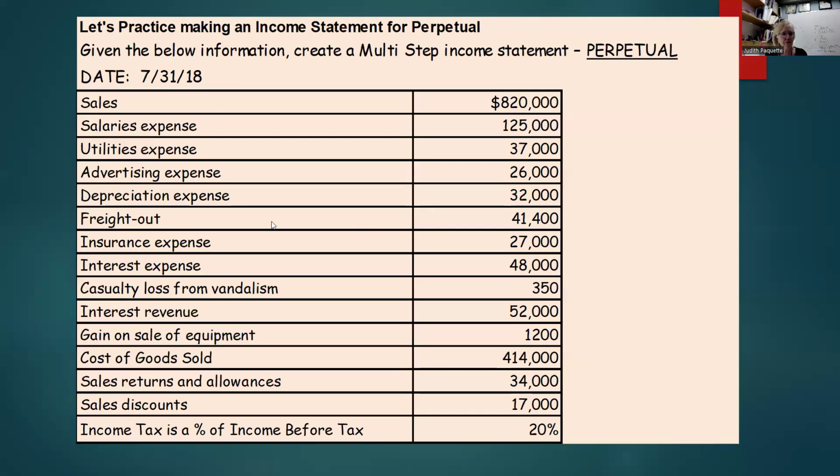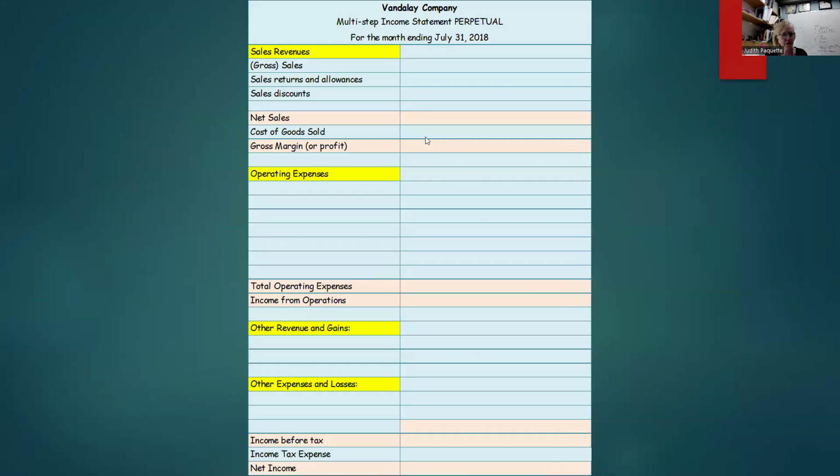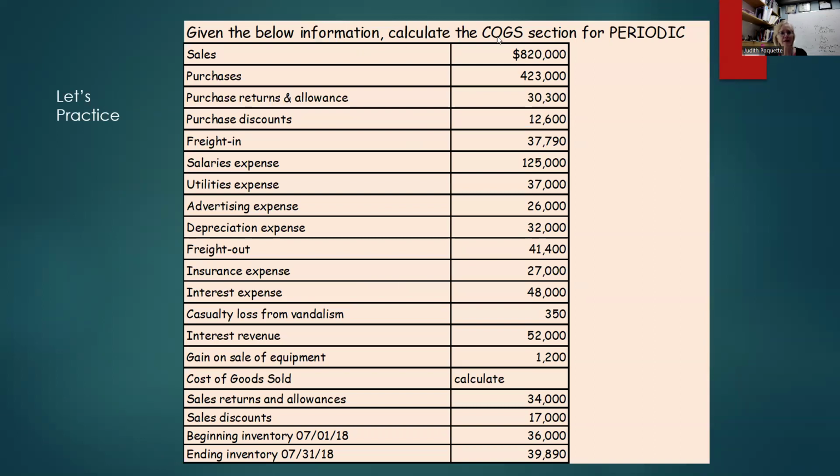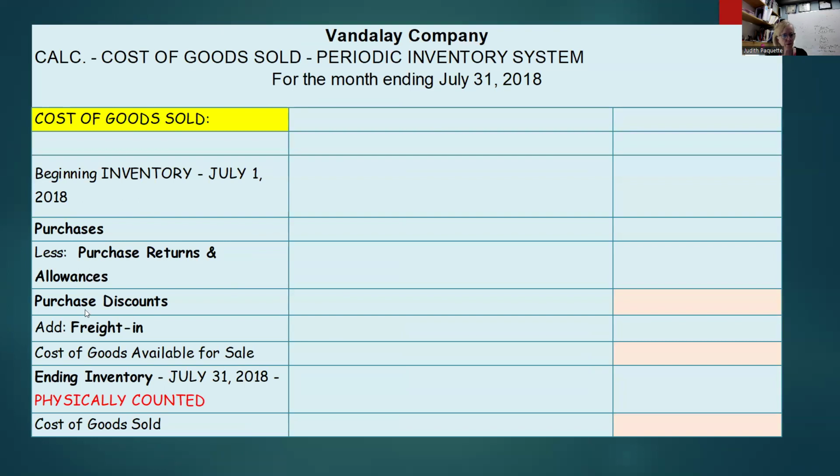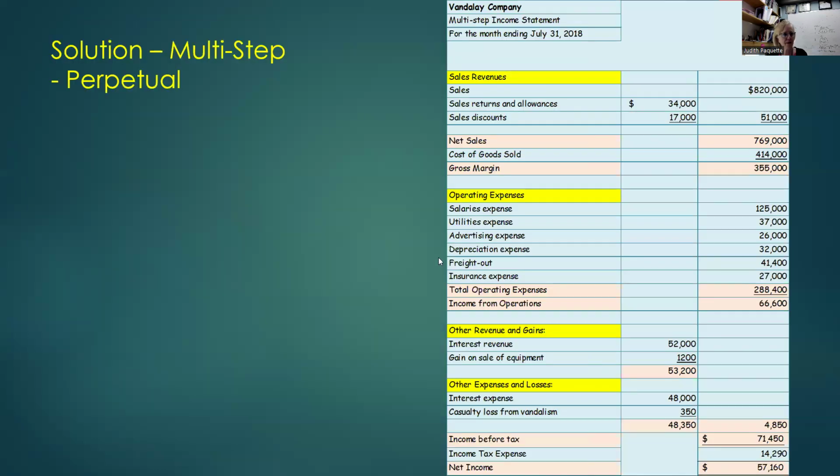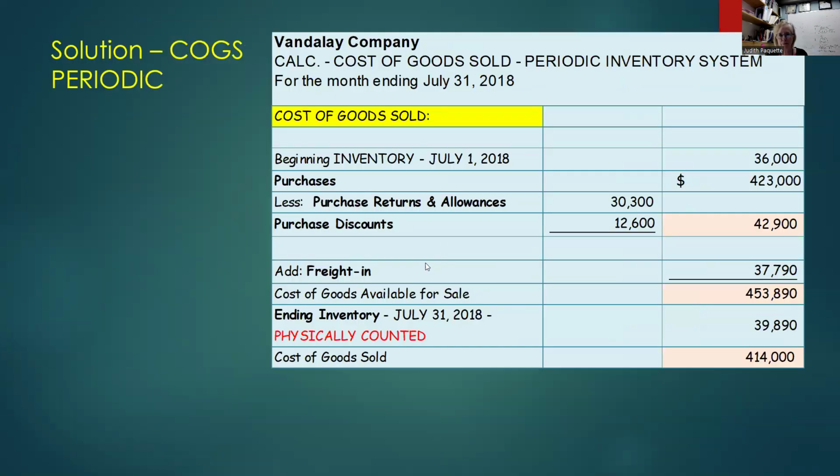And then I have some practice where you can do a perpetual multi-step income statement. And then I say calculate cost of goods sold for periodic. And this is the format for it. And then there's some solutions here, okay?